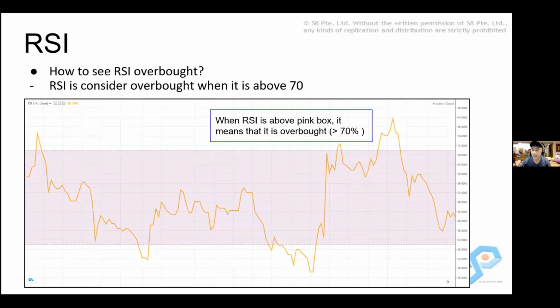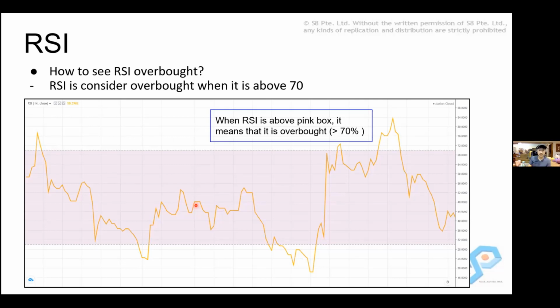Now, when it comes to RSI, unlike MACD, it's a lot more simple. You can see that RSI has a range of 0 to 100. The score can be 0, can be 100. And when the RSI line, in this case the orange line in front of you, crosses above 70, right? RSI at 70 and above becomes overbought.